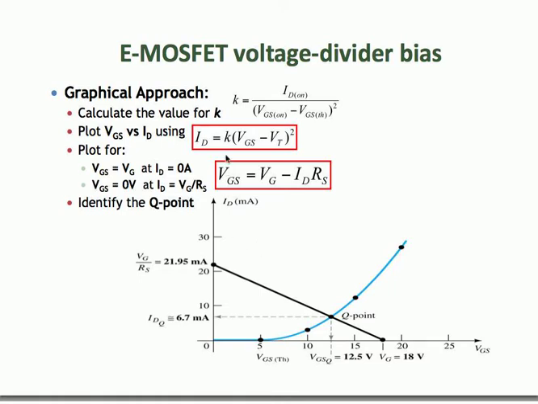And then the third step is that you plot your load line, and that load line can be obtained by doing a KVL around the GS loop, and the equation is given here. So plotting your load line gives you this black line here. The intersection between your load line and the transfer characteristics of your MOSFET gives you your Q point.